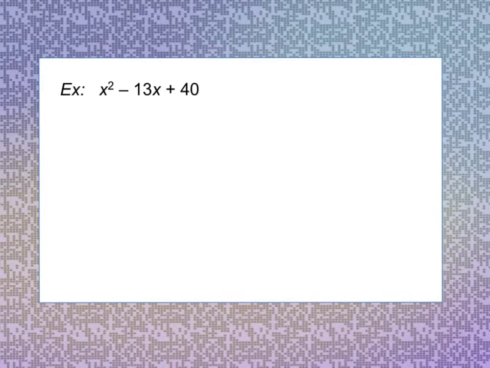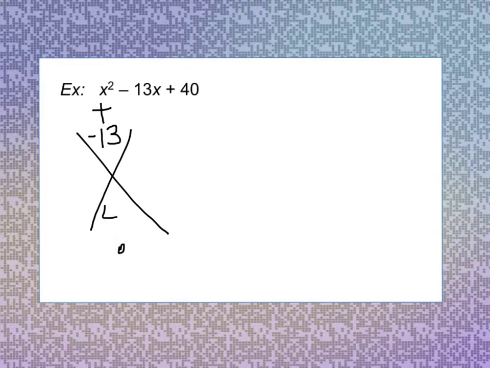Okay, let's go ahead and factor this trinomial using the x method. I'll draw my x. What I add to goes up top, and this time it's going to be negative 13. So the sum needs to be negative 13. And what I'm going to multiply to is positive 40. And that's my C term.